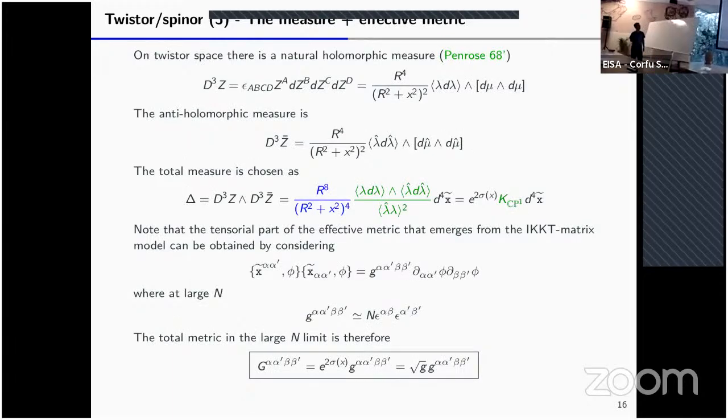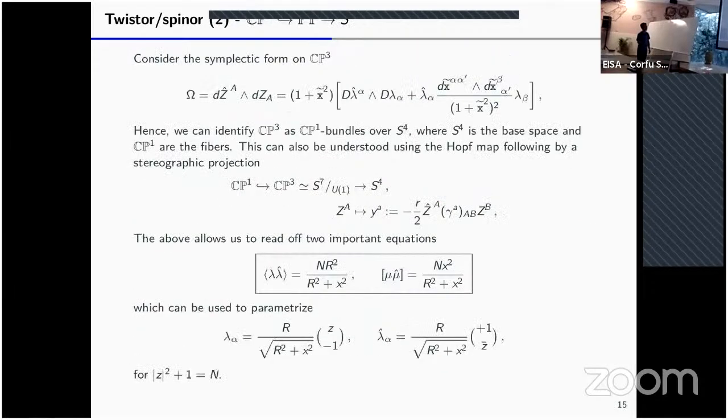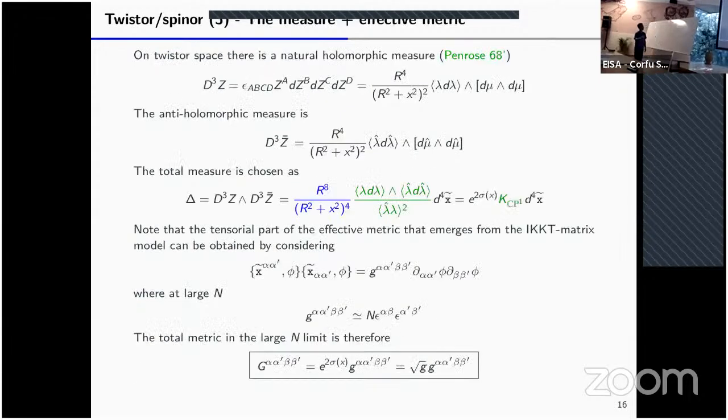Okay, so now let's talk about the measure that I previously mentioned. On twistor space, there is a natural holomorphic measure that has weight four in Z, and if you expand in terms of spinors, it has the following form. Note that a funny conformal factor pops up based on our definition of spinors here. Besides this holomorphic measure, we also have the anti-holomorphic measure, which I denote as D^3 Z bar. To define it, you just put hats everywhere here.